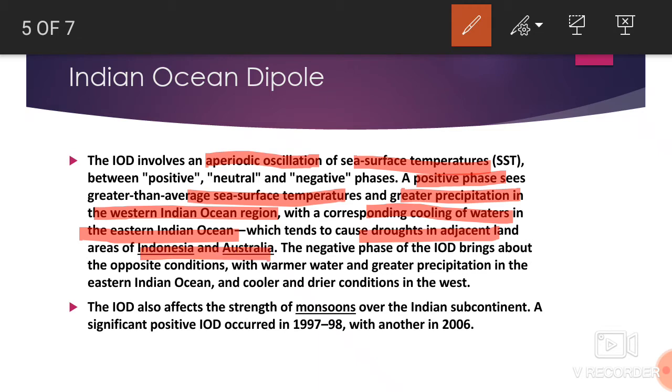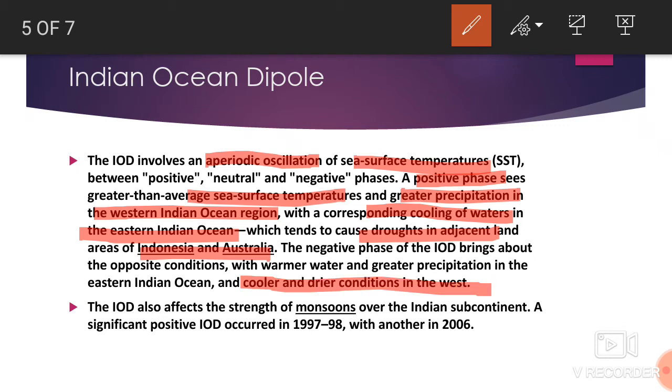This is about the positive phase. The negative phase of the Indian Ocean Dipole brings about opposite conditions. Opposite conditions like what? The Western Indian Ocean will get cooler and the Eastern Indian Ocean will get warmer, and this eastern part will get more rainfall and the western part will get drier.